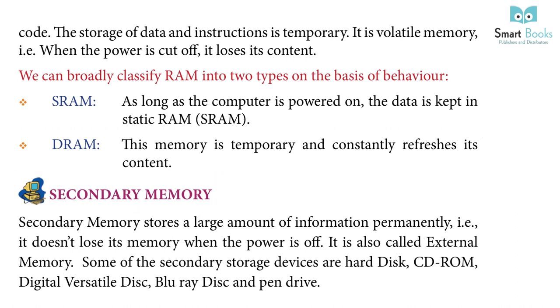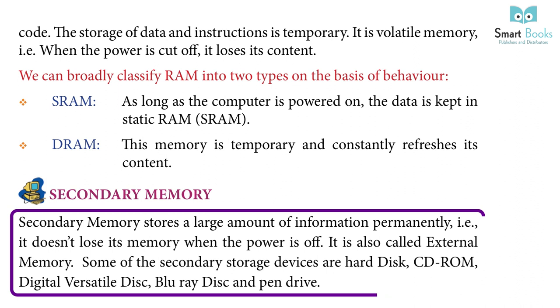Secondary memory. Secondary memory stores a large amount of information permanently. It does not lose its memory when the power is off. It's also called external memory. Some of the secondary storage devices are hard disk, CD-ROM, digital versatile disk, Blu-ray disk and pen drive.